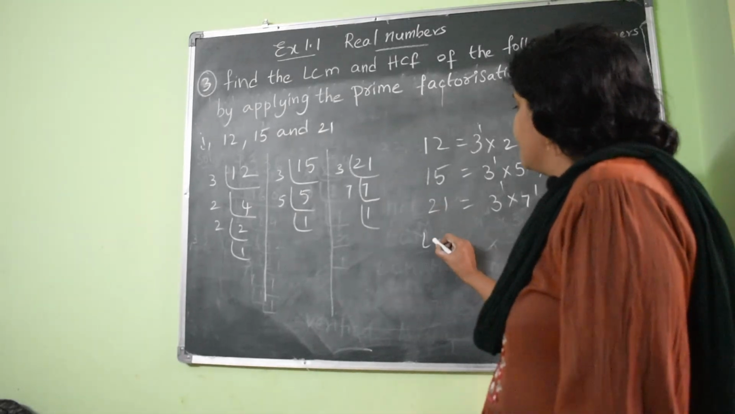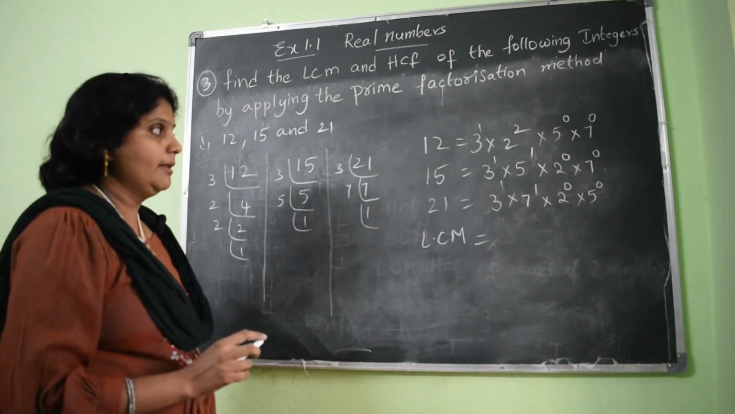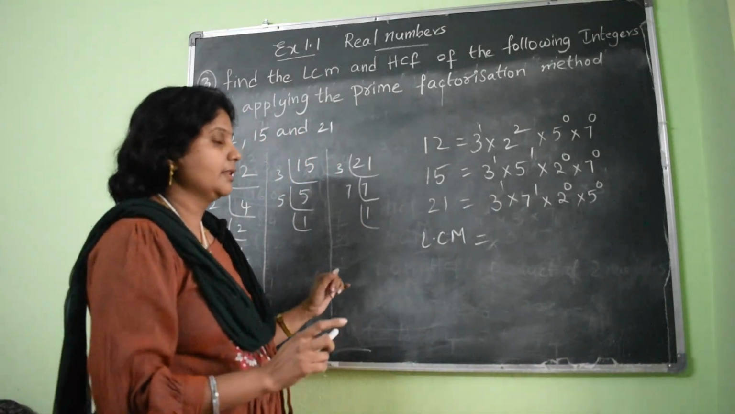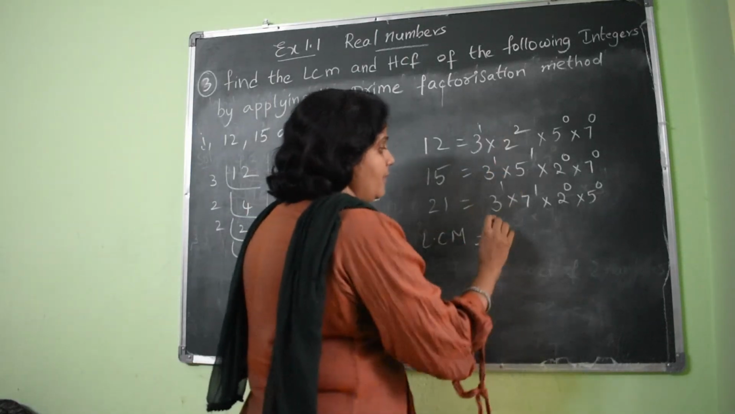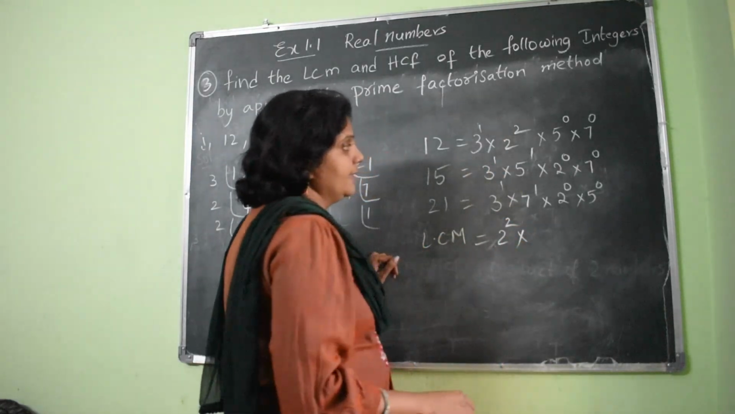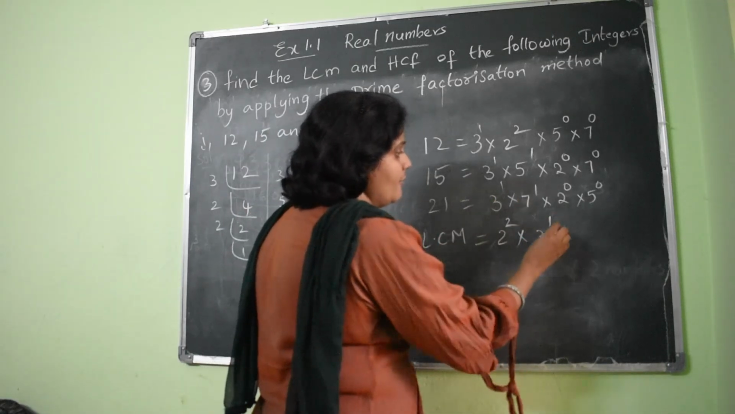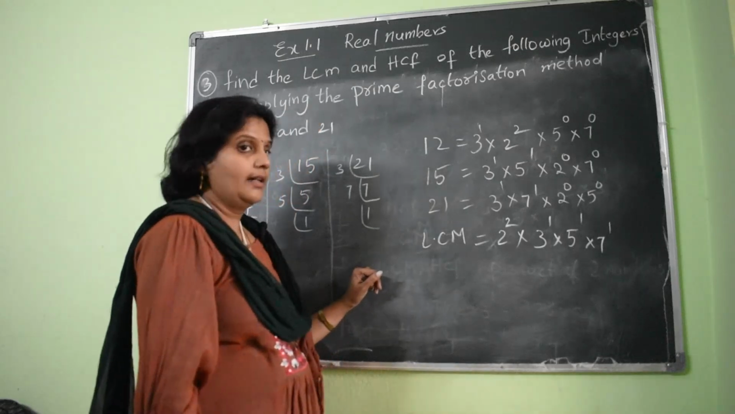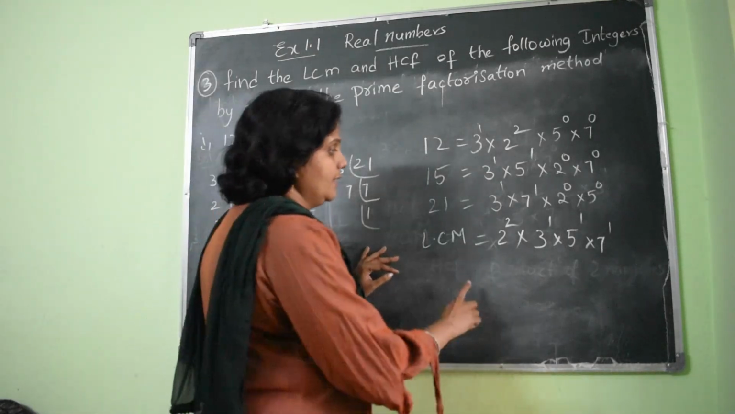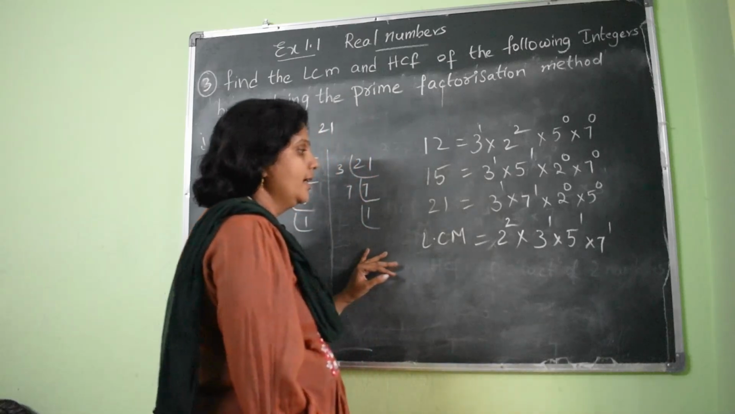Now what is the LCM? LCM means least common multiple. That means we should take the highest power. So let's take 2. In 2, what is the highest power? 2 power 2. In 3, the highest power is 3 power 1. In 5, the highest power is 5 power 1. In 7, the highest power is 7 power 1. So the LCM is 2 square into 3 power 1 into 5 power 1 into 7 power 1.